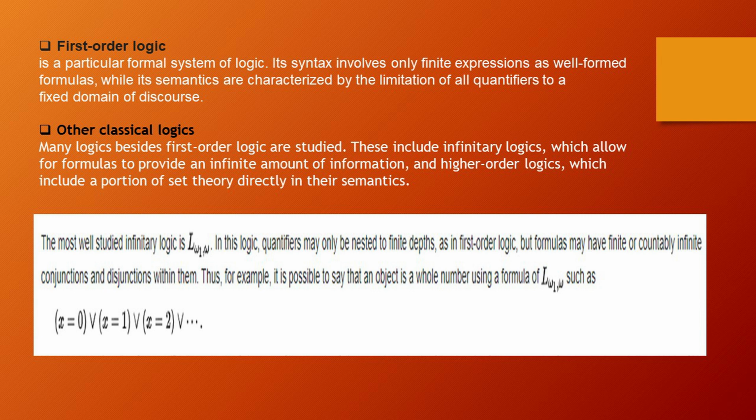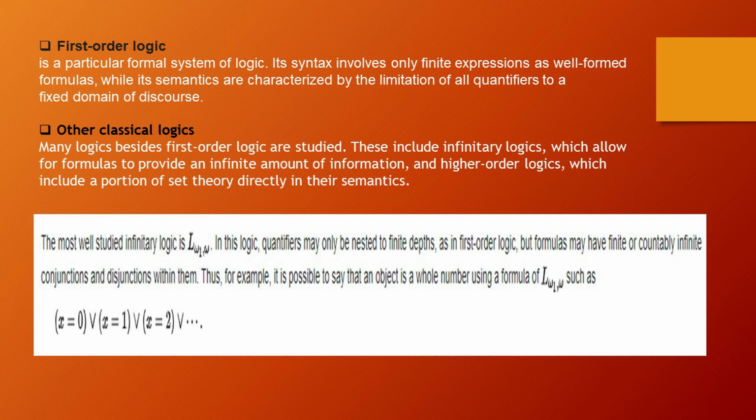So under formal logical systems, we have 4. The first one is first-order logic, and it is a particular formal system of logic. Its syntax involves only finite expressions as well-formed formulas, while its semantics are characterized by the limitation of all quantifiers to a fixed domain of discourse.